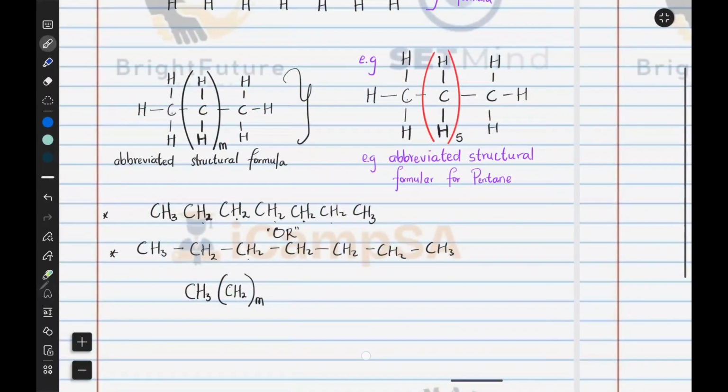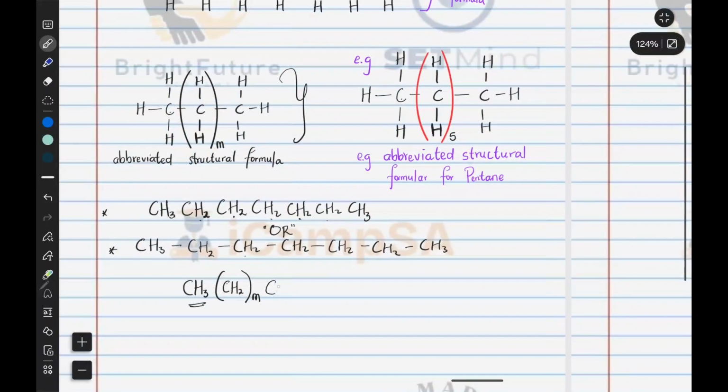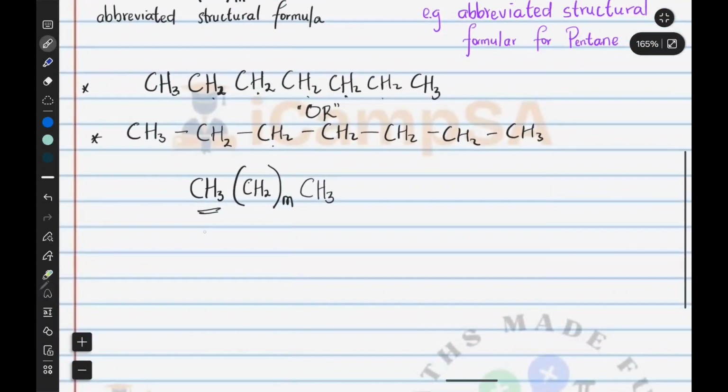You went to the first carbon, you found that it has 3 hydrogen atoms attached to it. You wrote it here. You saw that there was this in brackets, the CH2 group, or the C attached to 2 hydrogen atoms and 2 other carbon atoms, and you put it in brackets. And then there's the M, which will tell us how many times that CH2 is repeating in between the CH3s. Okay, and then you come back and put your CH3 again here. All right, so this is the abbreviated condensed structural formula.